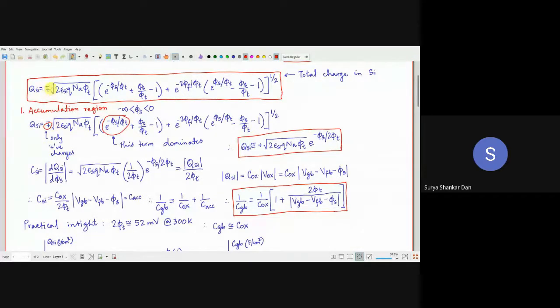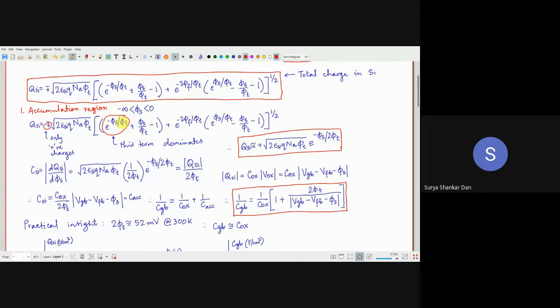यहाँ पर देखो minus plus derive किए थे हमने. Only the plus charges will remain. And notice the terms inside this third bracket. What you will notice is this is the only term which is e to the power of minus phi s by phi t. So if phi s is negative, e to the power of minus phi s by phi t will dominate. It's an exponential term.